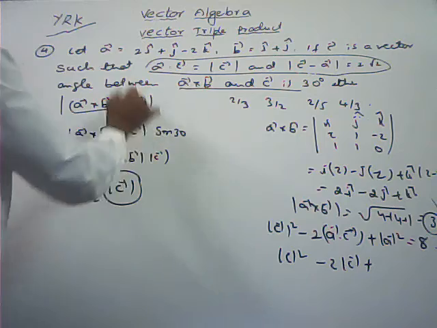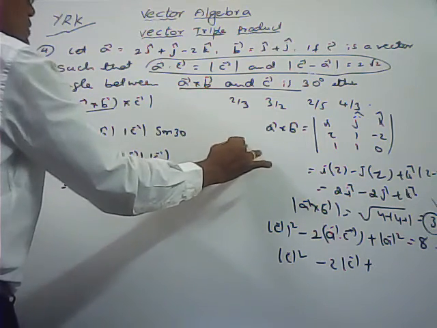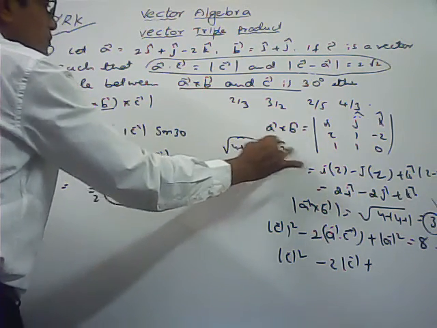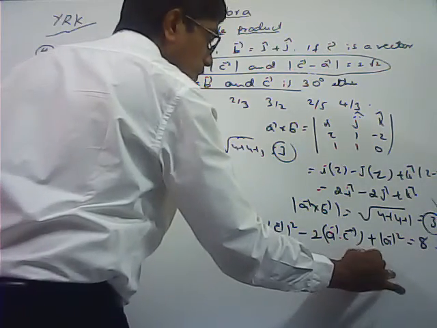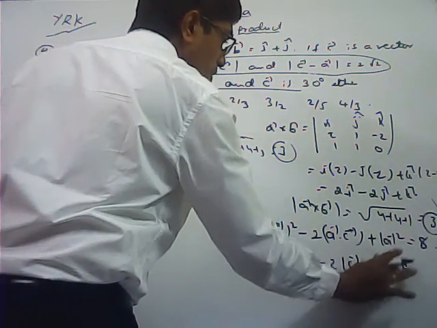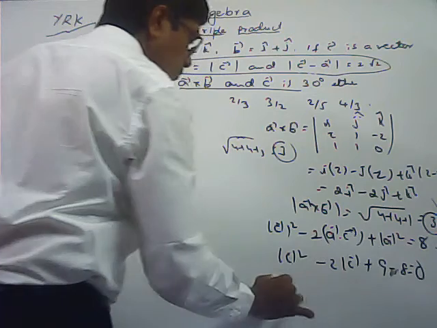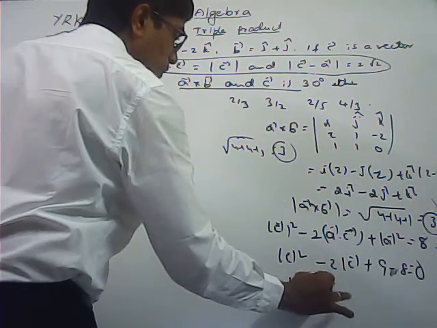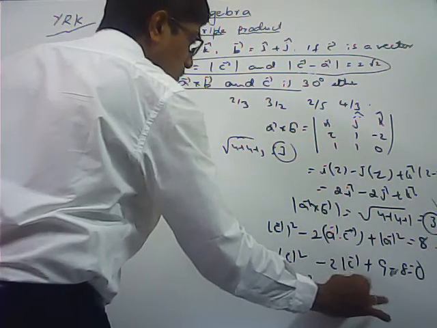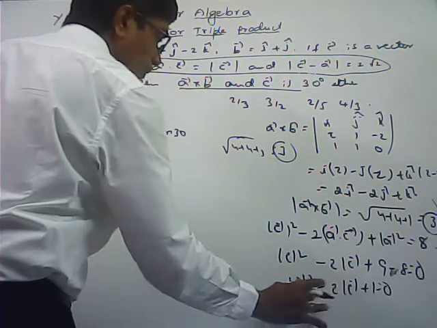What is the modulus of A? That is the square root of 4 plus 4 plus 1, that is 3 only. 3 3s are 9 minus 8, that is equal to 0. So modulus of C bar square minus 2 into modulus of C bar plus 1 equals to 0. This is the perfect square.